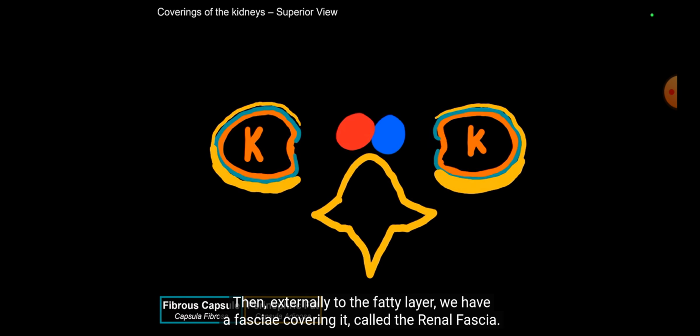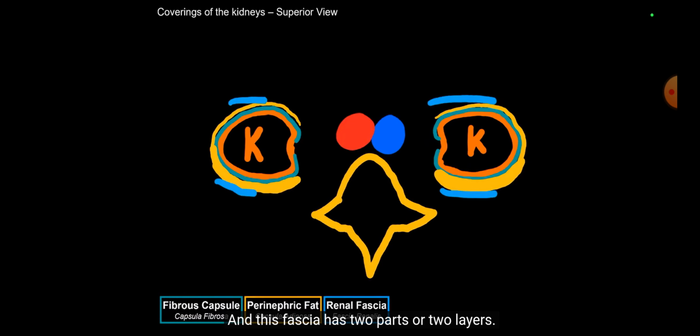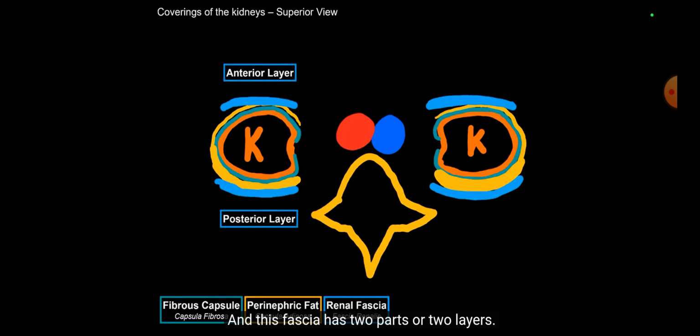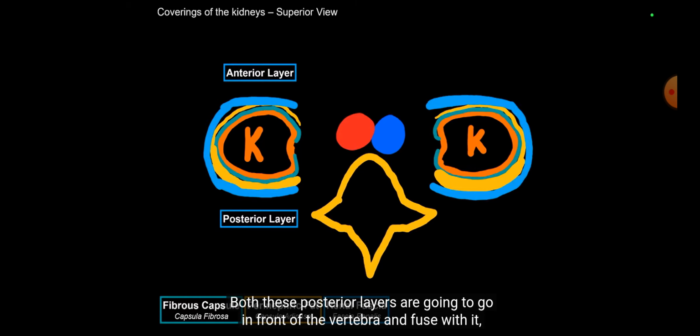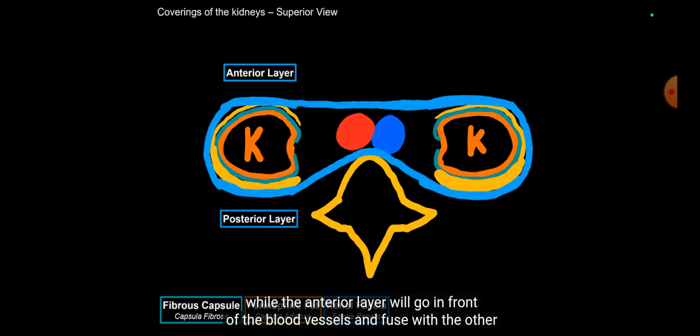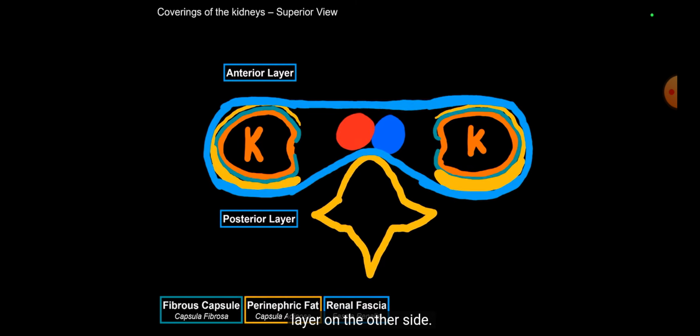Then, externally to the fatty layer, we have a fascia covering it, called the renal fascia. And this fascia has two parts, or two layers. We have an anterior layer and a posterior layer. Laterally, they're both going to fuse, as you see here, and then the posterior layers are going to go in front of the vertebra and fuse with it, while the anterior layer will go in front of the blood vessels and fuse with the other layer on the other side.